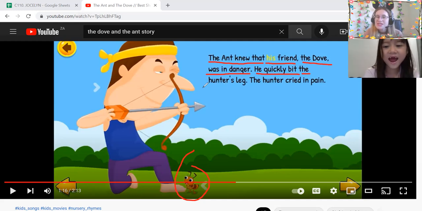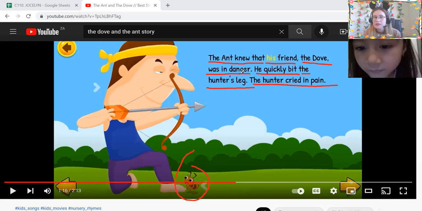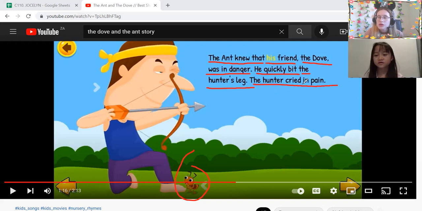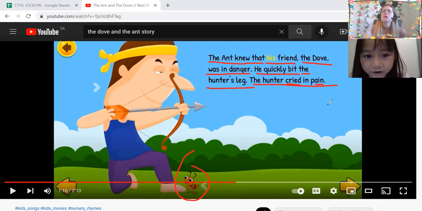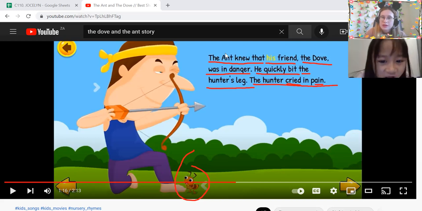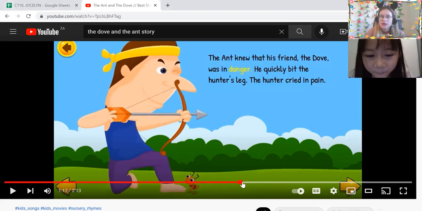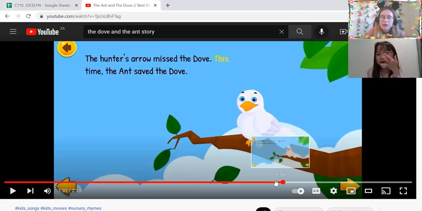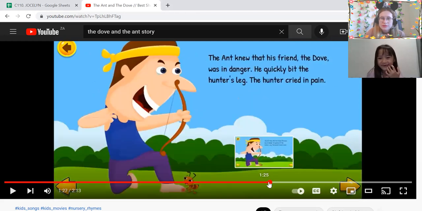The hunter's leg. The hunter cried. Crying pain. Ouch. Good. Ouch. Yes, out. Very good. Okay, so the hunter cried in pain. Ouch! Okay.